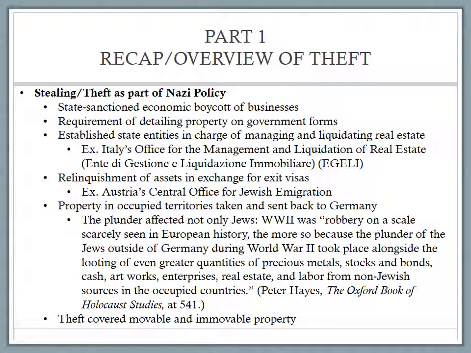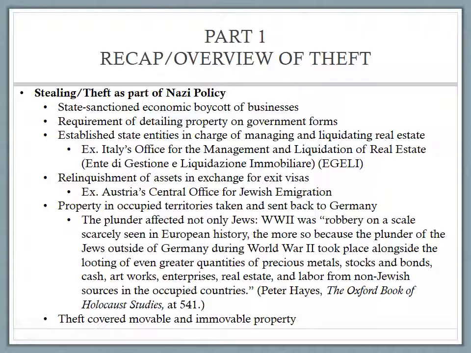And for avoidance of doubt, when we're talking about theft, we're speaking about the theft of movable and immovable property, for example, real estate. Because I think it's really easy to overlook, when we read news stories in newspapers today, the immovable property aspect of the theft. There was a tremendous amount of real estate and businesses that were stolen pursuant to Nazi policy, some of which were given back after the war, and a large proportion of which still have not been returned.